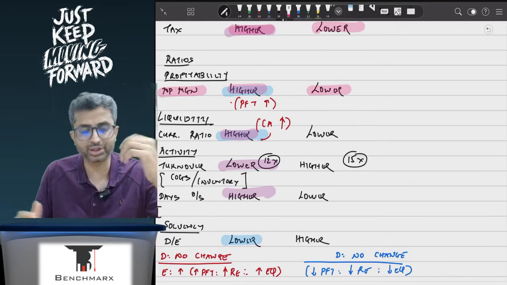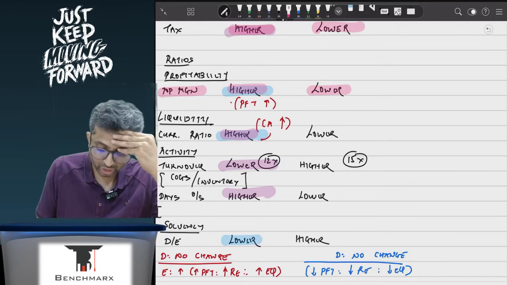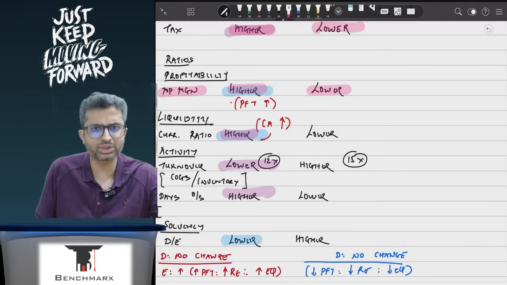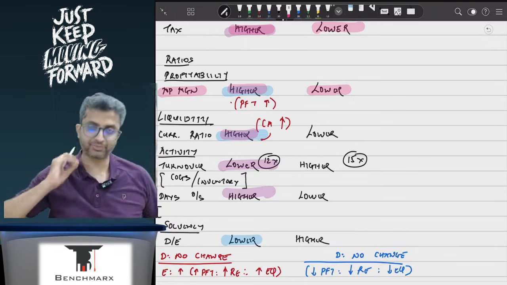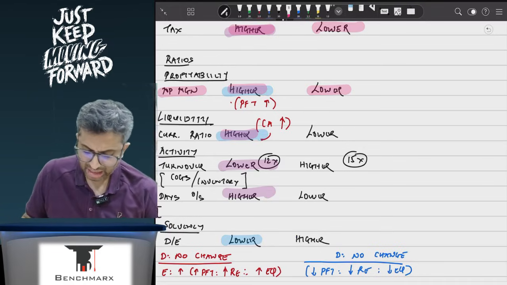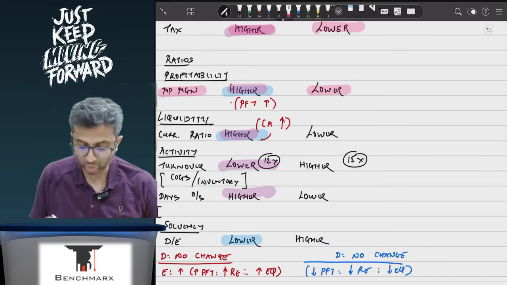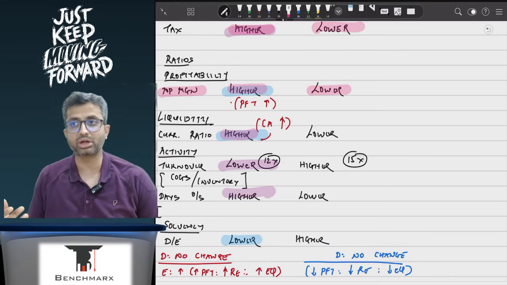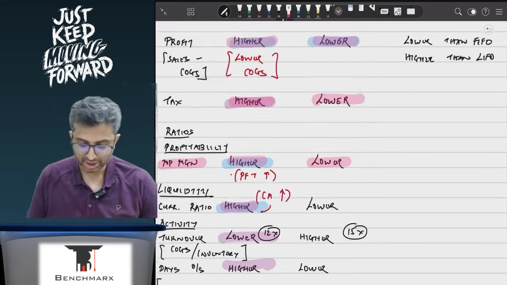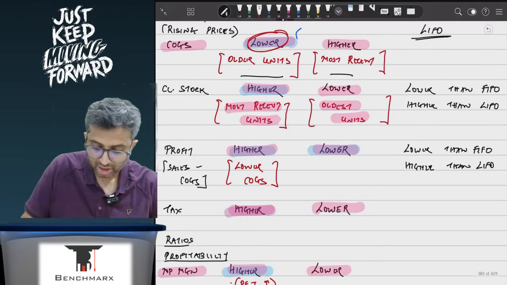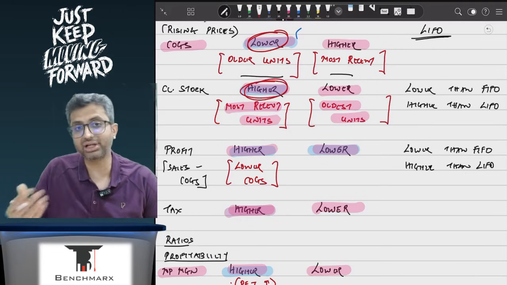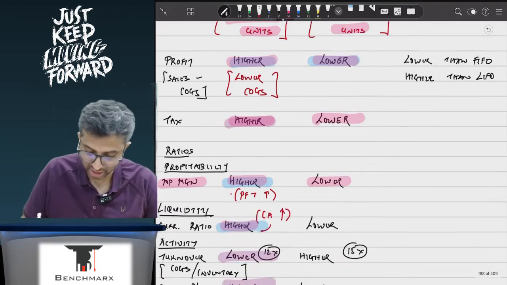Okay, LIFO is lower. When you look at activity ratios, like turnover ratios, they are COGS divided by inventory. Now, this is a little bit confusing because under FIFO, you will find that your COGS is relatively lower, but your closing stock is relatively higher. So there are two things in the ratio.